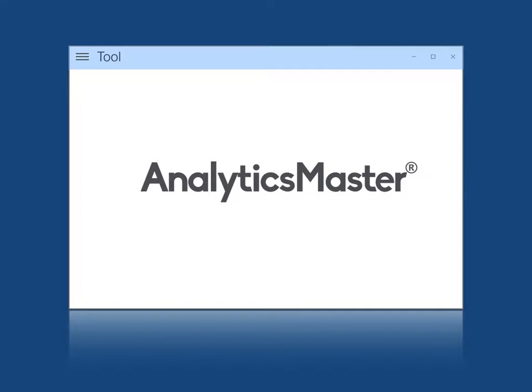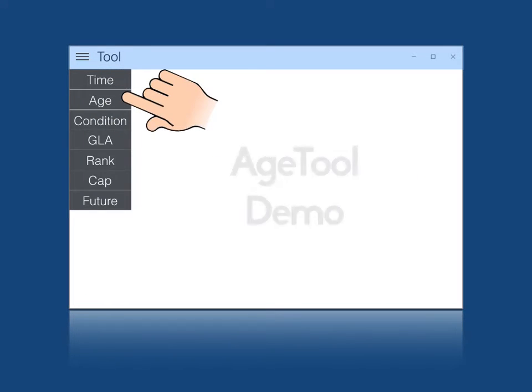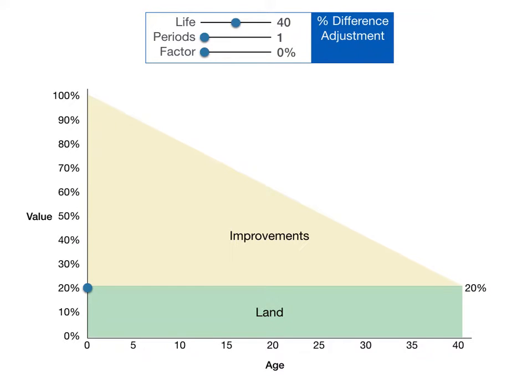Okay, in this video we're going to talk about the Age tool. First of all, when you click on this tool, you'll be presented with this screen, and you've actually got four sliders: the life slider, the period slider, the factor slider, and also the value slider, on the vertical line under value.